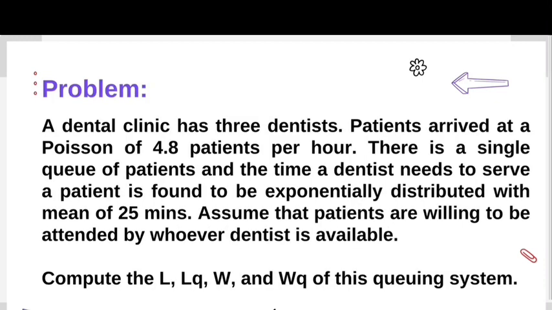Here is an example. To compute the performance measures, we first need to compute the other figures. In this problem, a clinic has 3 dentists. Since there are 3 dentists, this problem is M/M/S with S equals 3. Then it also says that the arrival of patients is Poisson distributed with a mean of 4.8 patients per hour. And it also says that the time a dentist needs to serve a patient is exponentially distributed with a mean of 25 minutes.